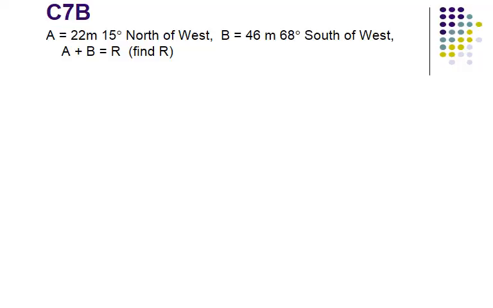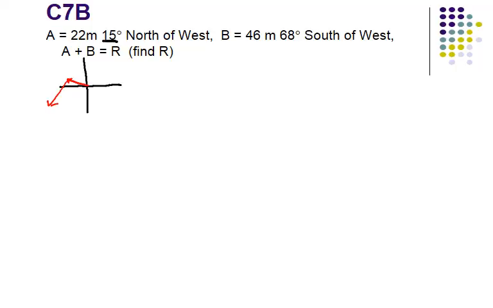Right, so on this one, we're going to practice adding two vectors, and both of these vectors are at angles, and it's really important as we continue on here that we do well with this. So again, when we draw this out, 22 meters, 15 degrees north of west. West is where we start, north is where we go, and then 68 degrees south of west. Looks something like this, just a general picture.